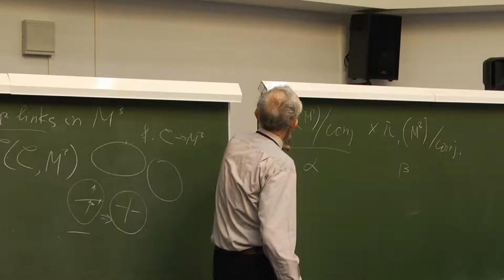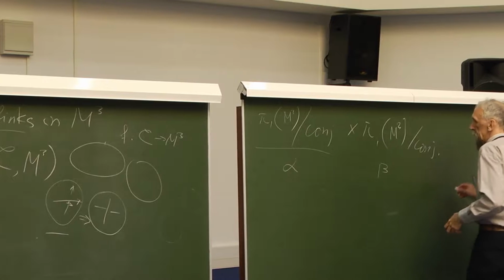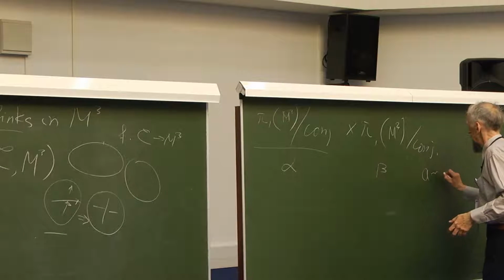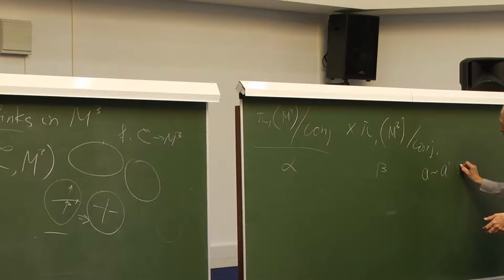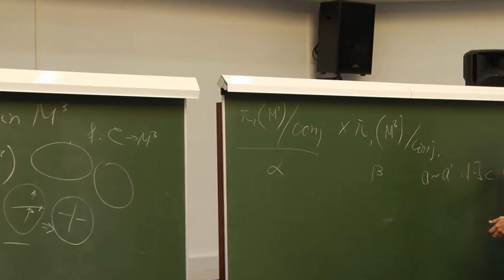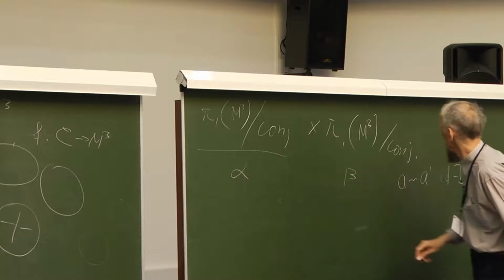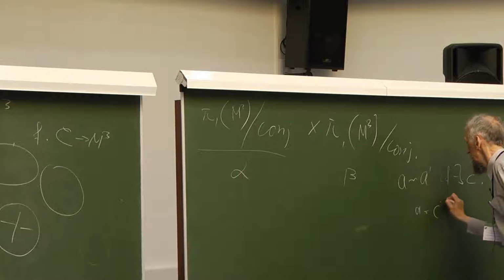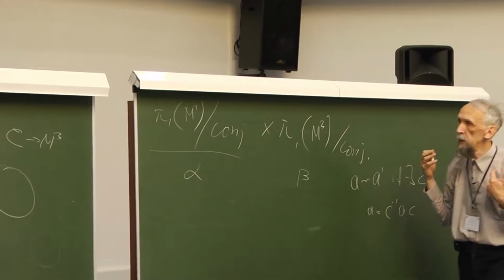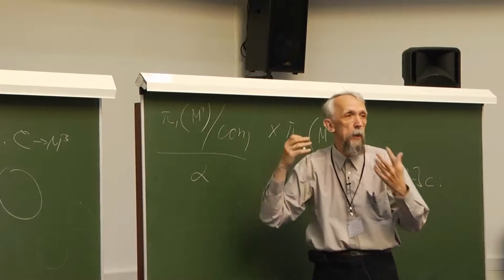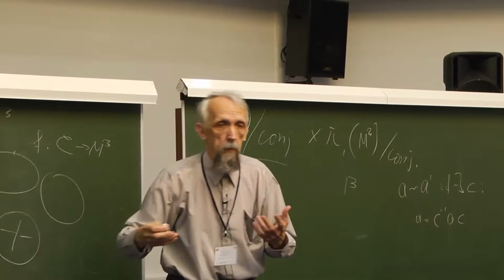The element of the fundamental group up to conjugation means that A is equal to A prime if there exists C, some element of the fundamental group, such that A is equal to C minus 1 A C. This is just an enumeration of the components of the free loop space.